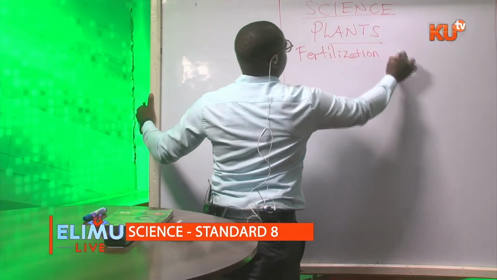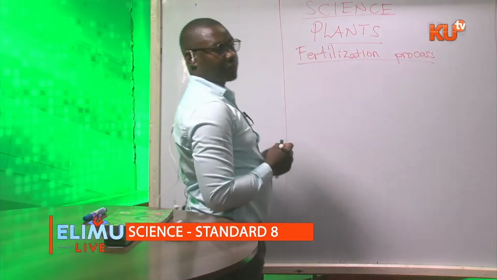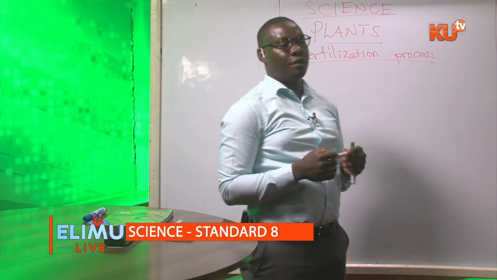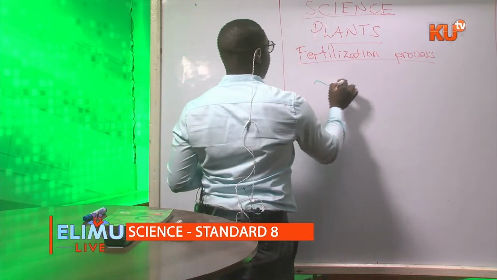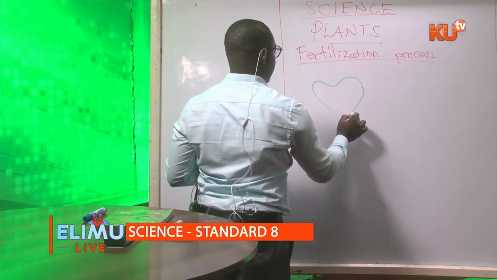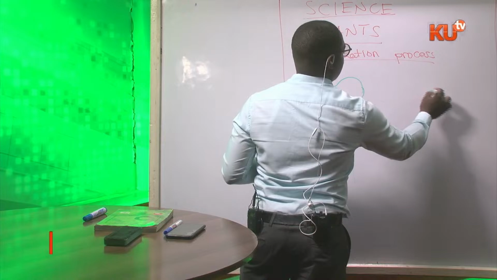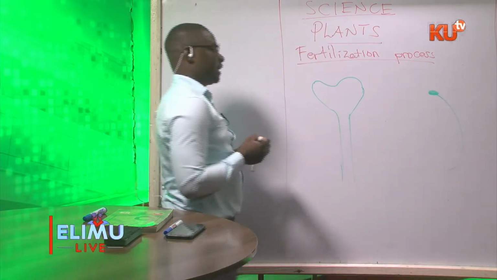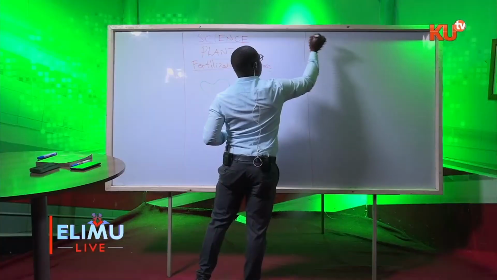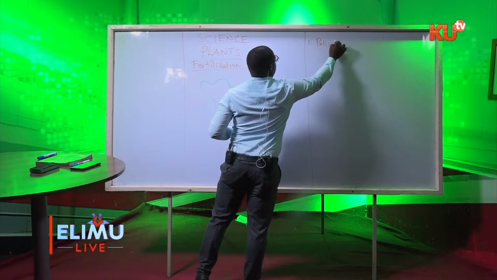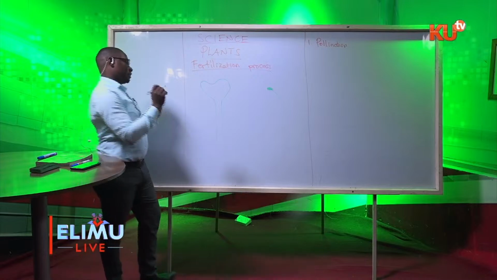Fertilization process. For fertilization to take place, there must be movement of the pollen grains. So I'll draw the female part here, and I will draw the male part here. For fertilization to take place, the first process, number one, I will write here, pollination has to take place. That is the first process.